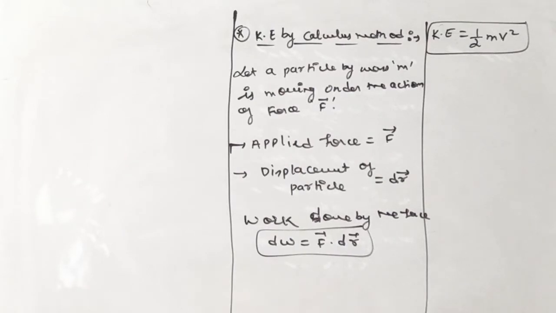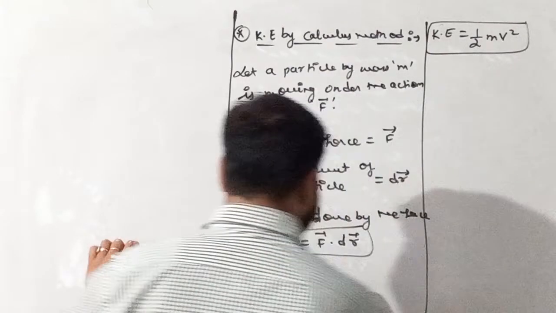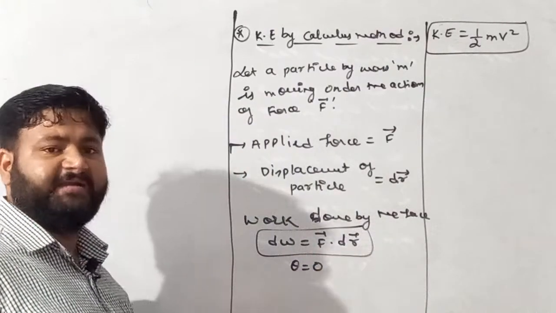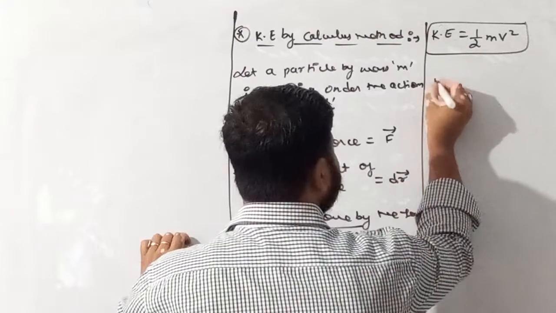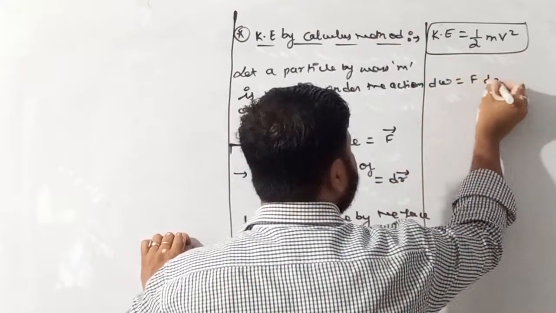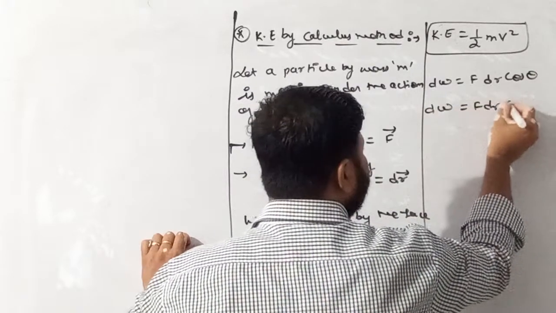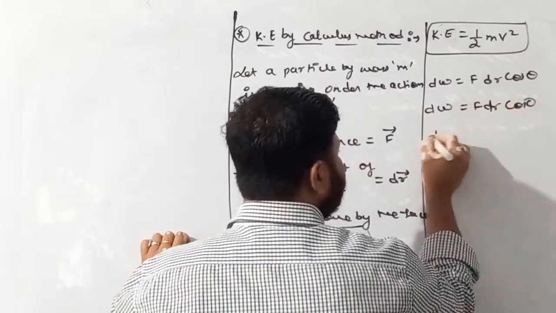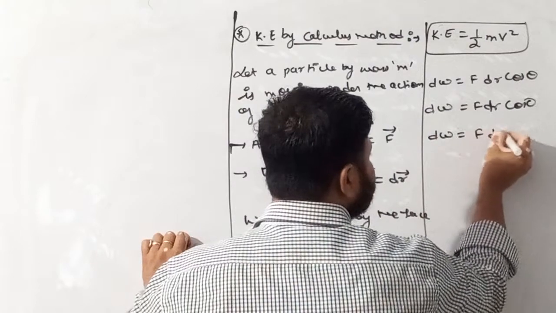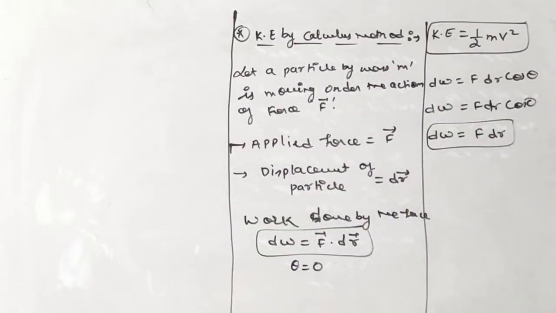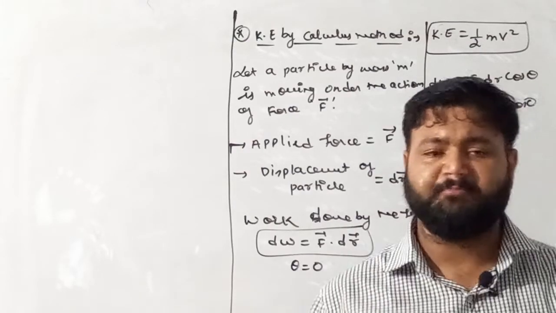Now remember, displacement takes place in the direction of force. If force and displacement are both in the same direction, then theta must be equal to 0 between force and displacement. So I'll write dW is equal to F dr cos theta. So dW is equal to F dr cos 0, and cos 0 is 1. So dW is equal to F dr. The direction of force and displacement is the same. So, moving forward.